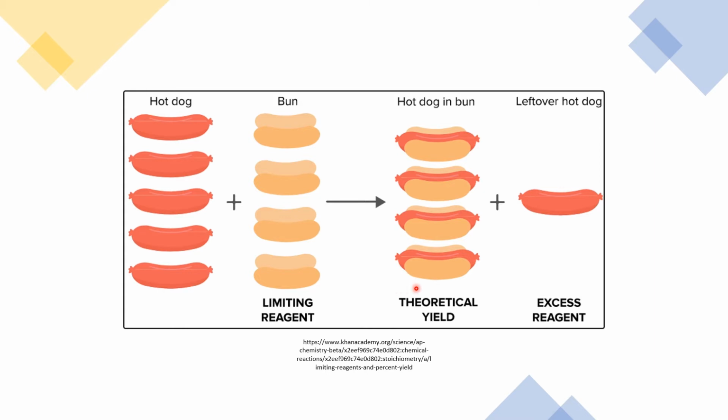So what you end up having is a theoretical yield, the maximum amount of stuff that you can make. And then we also have an excess reagent, which is the stuff left over at the end, which didn't form into anything.